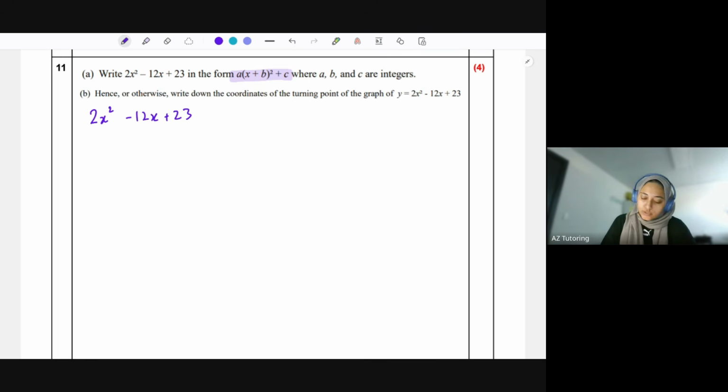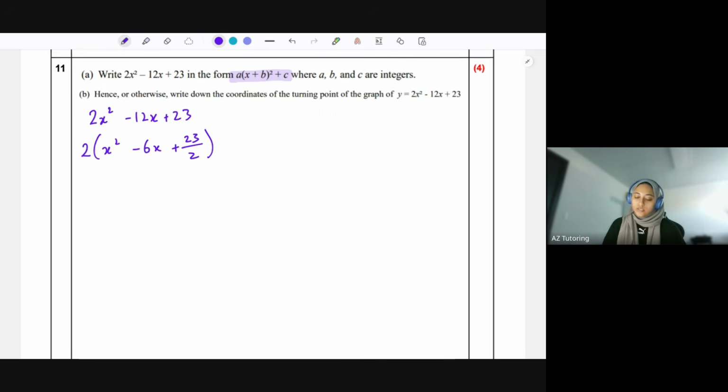Right, let's continue. So 2x squared minus 12x plus 23. I'm going to factorize the 2 out. So 2 times x squared minus 6x plus 23 over 2. Now, some of you might have learned not to factorize 2 out of the last term, so it still will work that way as well. So there's multiple ways to do this.